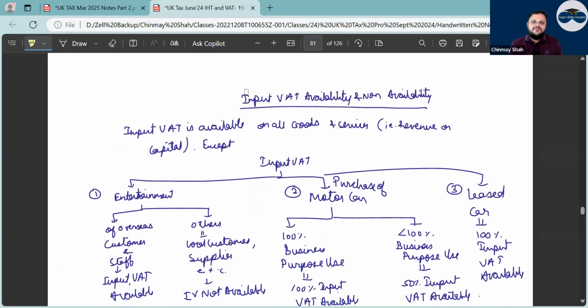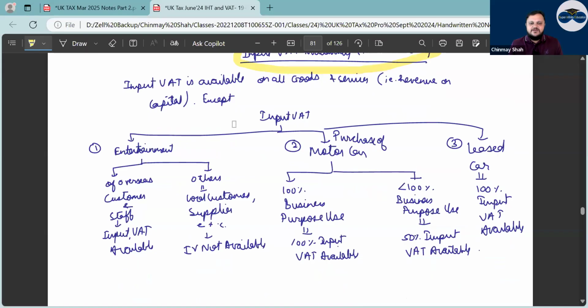Our F6 UK tax revision batch, correct? Input VAT availability and non-availability, right? Now have a look. Input VAT is available on all goods and services, correct? Entertainment of overseas customers and staff, input VAT is available. But if it is entertainment of local customers or suppliers, input VAT is not available. There, remember, only entertainment of staff is an allowable expense, correct? But in overseas, entertainment of overseas customers may be a disallowed expense, but VAT is allowed against that, correct?